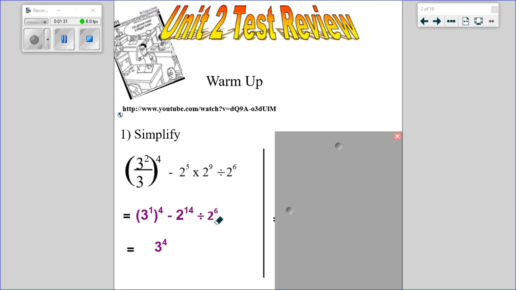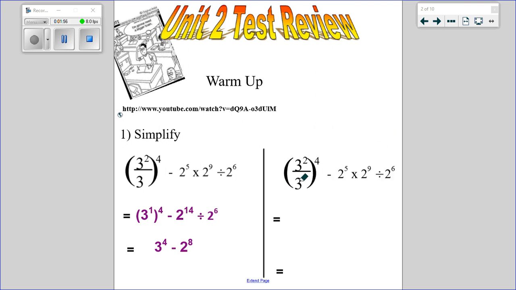Then we can divide like bases. When we divide like bases, we subtract our exponents. So 14 take away 6 is going to give me 8. So the simplified form is 3 to the 4th minus 2 to the 8th. It did not ask us to evaluate, so we leave it as that. There is no rule for adding or subtracting like bases, only for multiplying or dividing.